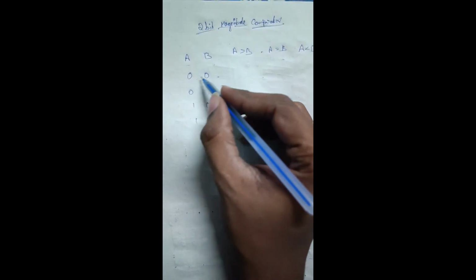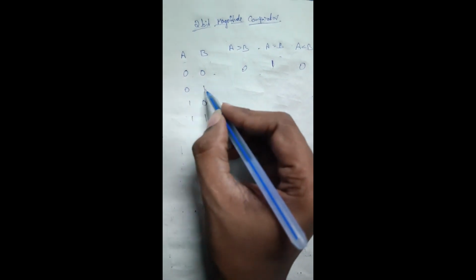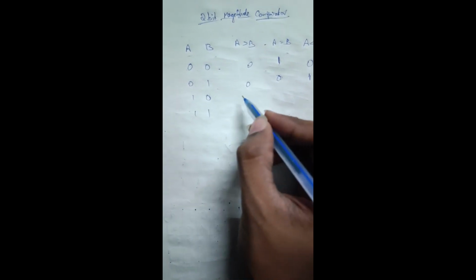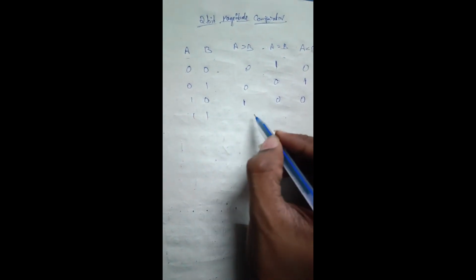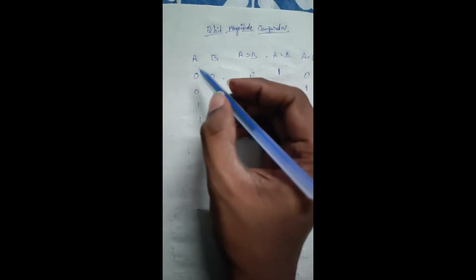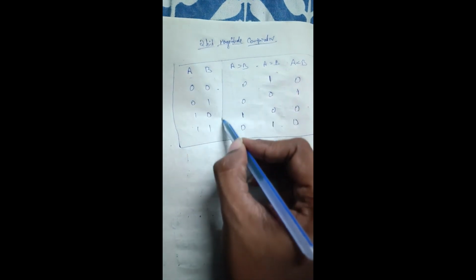Here for 00, both bits are the same, so A equal to B is 1, remaining are 0. For 01, here A less than B is 1, so remaining are zeros. For 10, in both bits A and B, A is the higher, so A greater than B is 1 and remaining are 0. And for 11, both bits are the same, so A equal to B is 1 and the remaining are 0. Okay, this is the truth table for the 2-bit magnitude comparator.